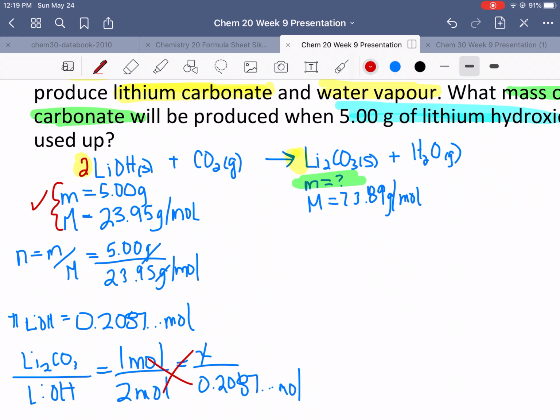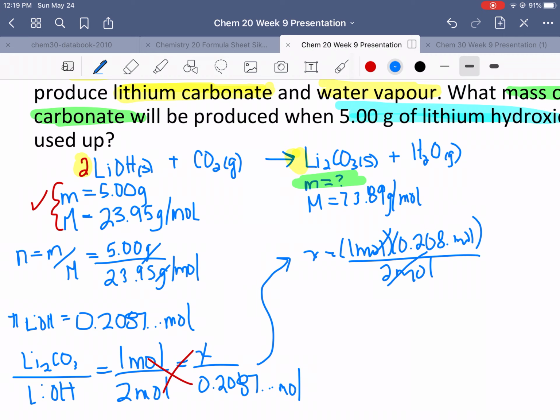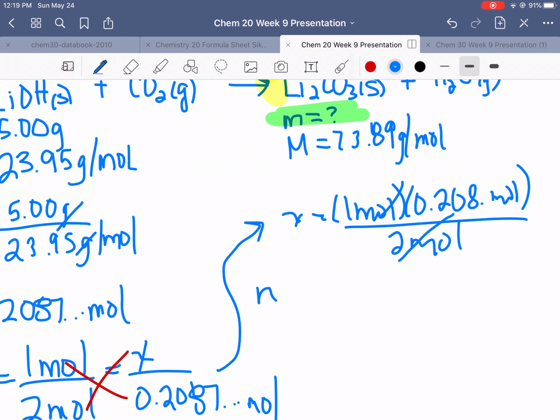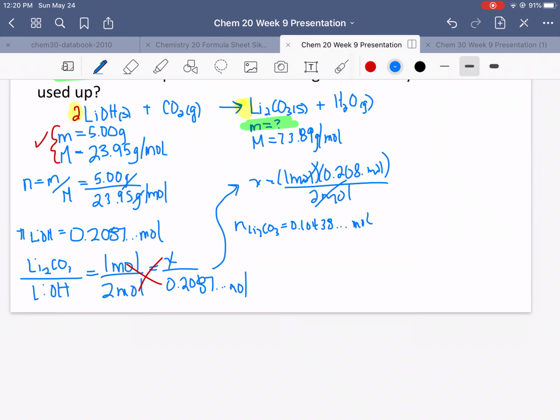Cross multiply and divide. We're going to end up with X equal to 1 mole times 0.208 moles divided by 2 moles. Moles cancel out, number crunch away. Remember, do not round yet. The number of moles of the lithium carbonate produced is going to be 0.10438 moles. You're not done. Remember the point of the question. Find the mass. Don't find the moles.